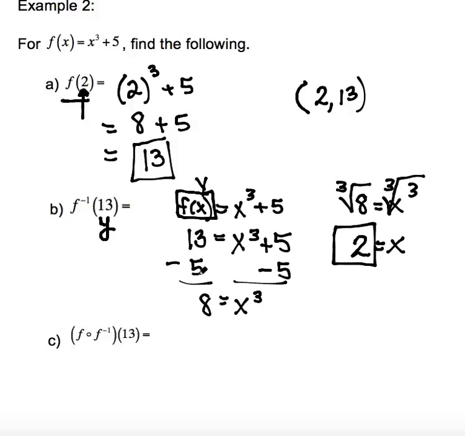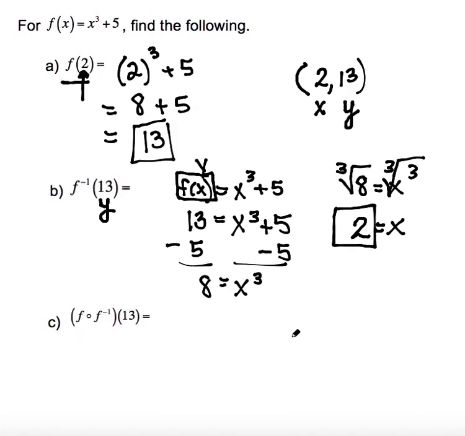Now, you didn't have to go through all that work. If you recall in part A, when we plug an x value of 2 in, we get a y value out of 13. And we know an inverse goes in the opposite direction. So they said we have a y value of 13. What x value does that correspond to? Well, I could have just looked at this ordered pair from part A and said, oh, I know a y value of 13 corresponds with an x value of 2. So you could have come up with 2 without doing any work.